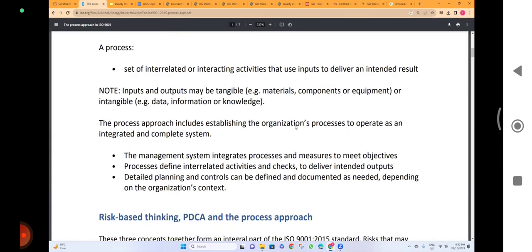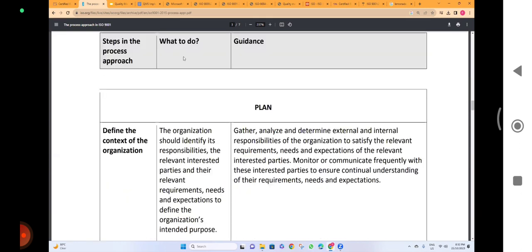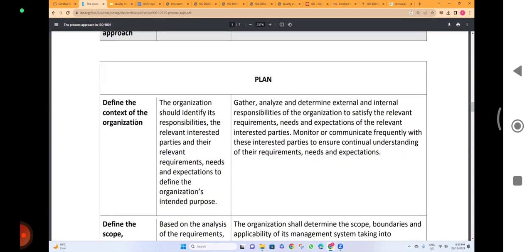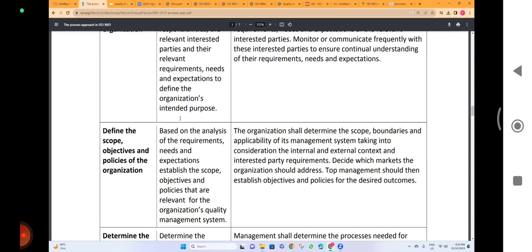So after that, now once this is done, you open this document from ISO. Okay, this is a white paper on how to do it. So in this white paper, as they said, you have to do it now. They actually tell you what to do and also the guidance. Okay, so let us start with a very simple process here. Let us just start with the first one, no problem.